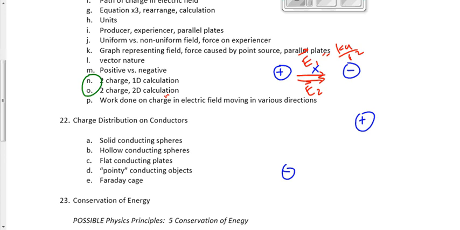There's a field toward the negative. There's a field away from the positive. Get the value of both of those fields, and then what would you do with them? Pythagorean theorem, right? And the inverse tan function if you had to find the angle.